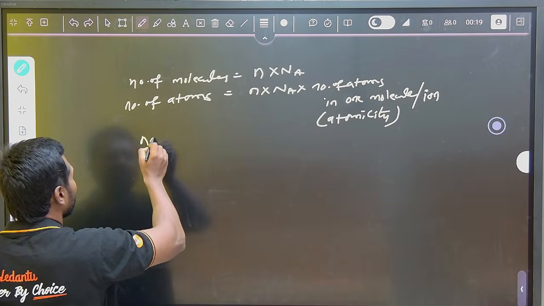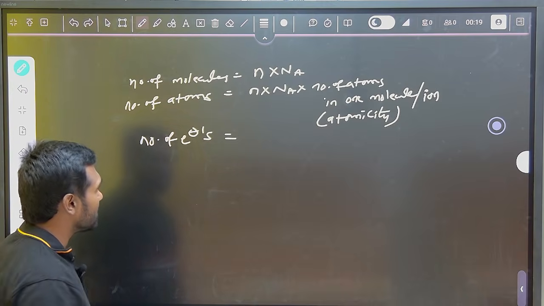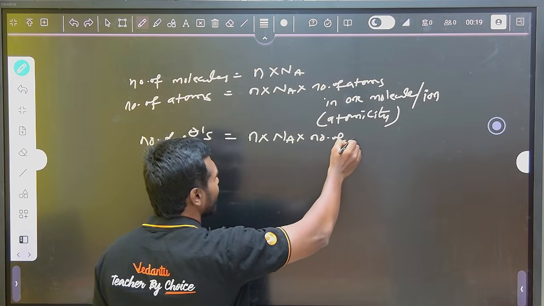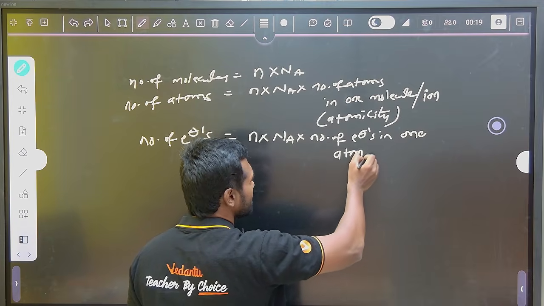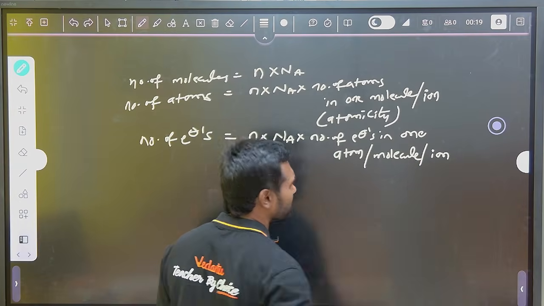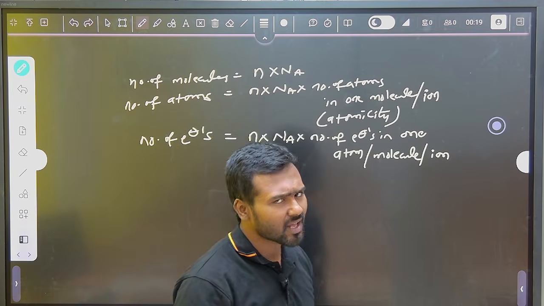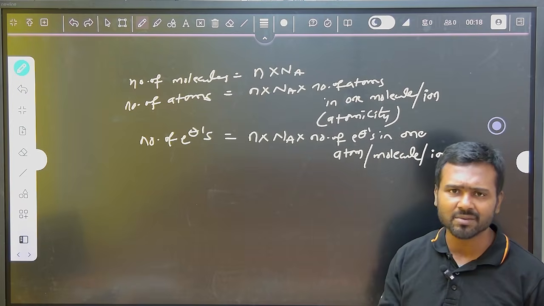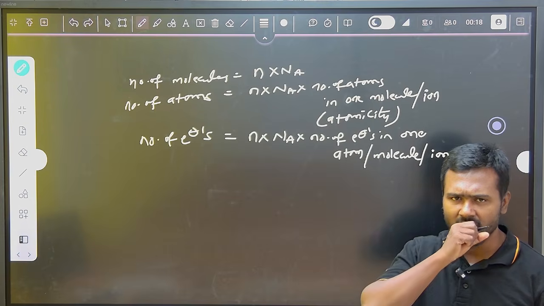Next, number of electrons. They'll ask this question also. Number of electrons is nothing but number of moles into Na into number of electrons in one atom, if an atom is given, or else one molecule if a molecule is given, or else one ion if an ion is given. Same like that, even if protons or neutrons are given, then instead of electrons you can take the number of protons in one atom, one molecule or one ion, or else neutrons also in one atom, one molecule or one ion.